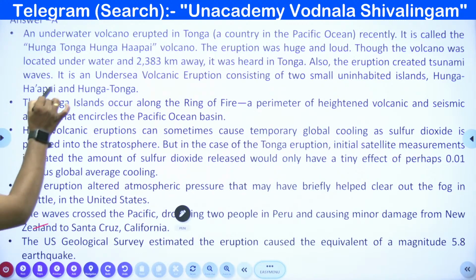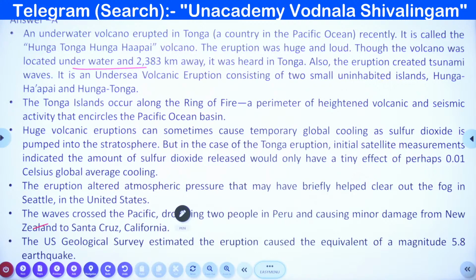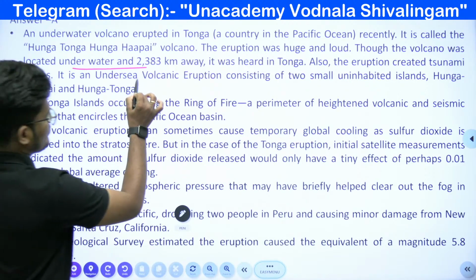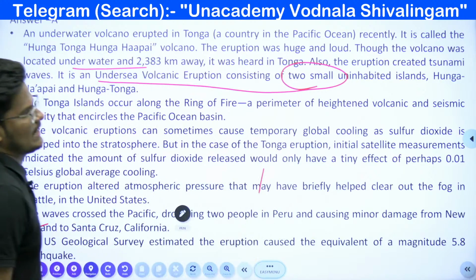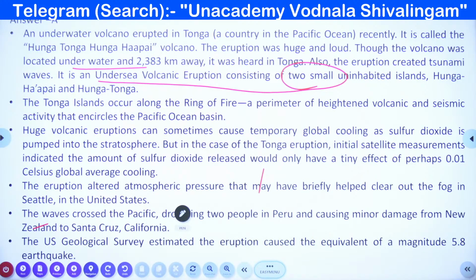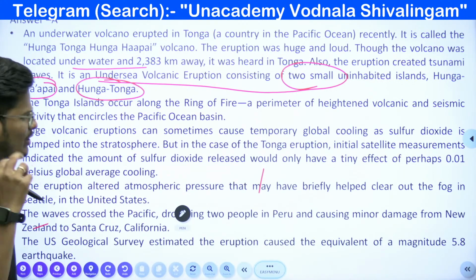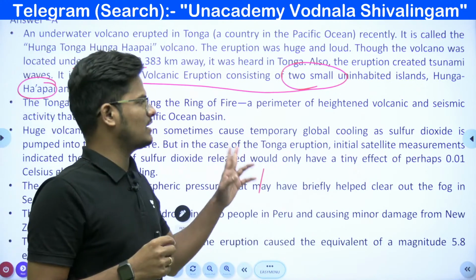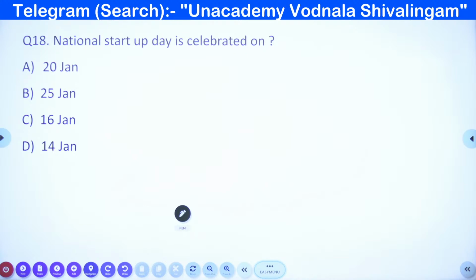This was located under the water, and it was heard 2383 kilometers away. The eruption created tsunami waves also. It is an undersea volcanic eruption involving two small uninhabited islands, Hunga Ha'apai and Hunga Tonga. These are the two islands, and in these islands this incident occurred, which is the volcano eruption.